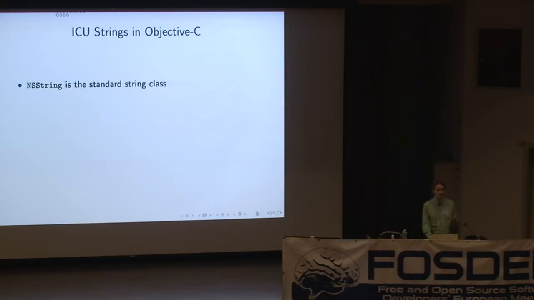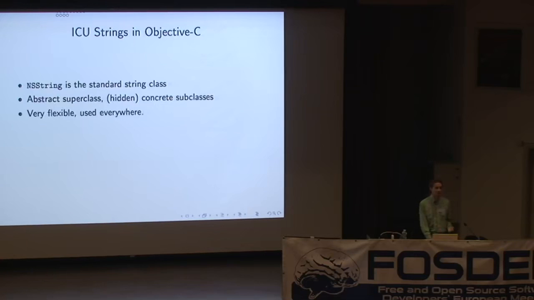In Objective-C, there's this NSString class, and it's a standard string class, but it doesn't actually do anything. The NSString class is an abstract class. The real implementation is some hidden concrete subclass. On OS X, it's probably NSCFString or some variant of that. On GNUstep, there are a few GSString subclasses. And it's very flexible. It can store the text internally in a variety of ways. It just gives you this abstract interface as if it's an array of 16-bit characters.